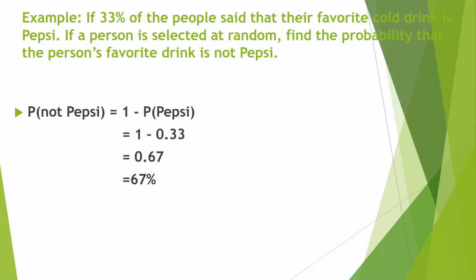So here I have written an example. If 33% of the people said that their favorite cold drink is Pepsi, this is the event. If a person is selected at random, find the probability that the person's favorite drink is not Pepsi. So probability of not Pepsi is equal to 1 minus probability of Pepsi, 33%, which will be equal to 67%. So in this lesson you have learned about the complementary event.